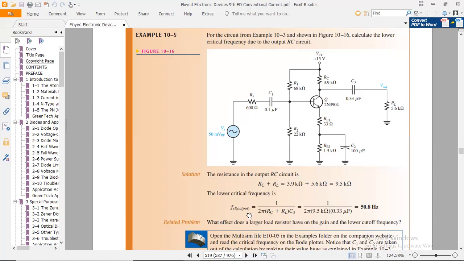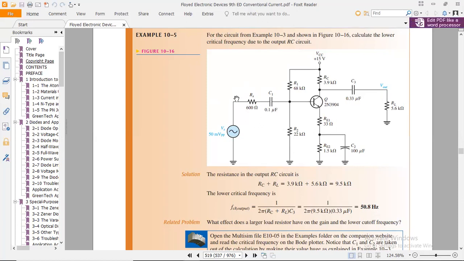After we get this value, we use it in the critical frequency formula we already discussed in previous sessions: the lower critical frequency FCL output equals 1 upon 2 pi (RC plus RL) multiplied by the value of the capacitor, that is C3, connected at the output of this amplifier. The capacitor has a value of 0.33 microfarad. We place these values and multiply them and we get 50.8 hertz. This is the lower cutoff frequency at the output side of the amplifier.